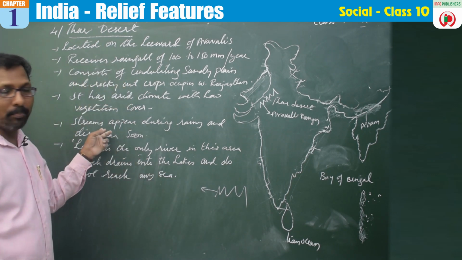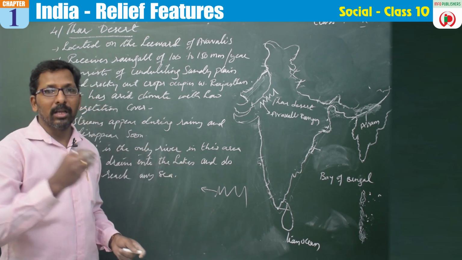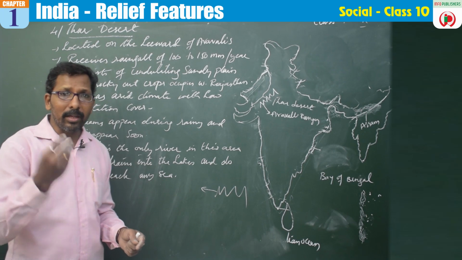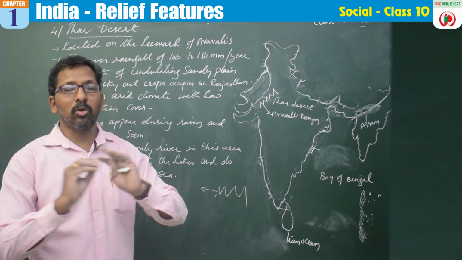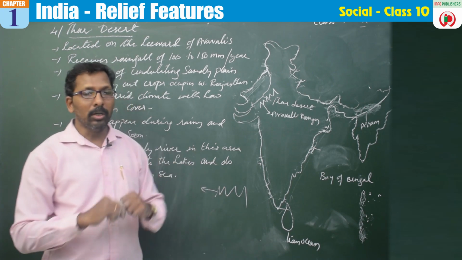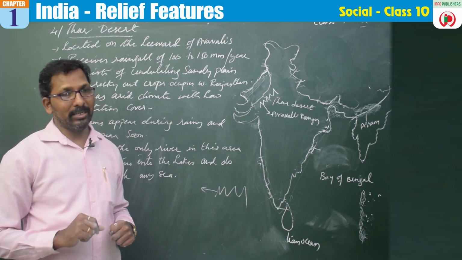Then streams appear during the rainy season, meaning many small rivers and lakes, right? They emerge during the rainy season, but within a short period of time, they also disappear. It is due to the high temperature.